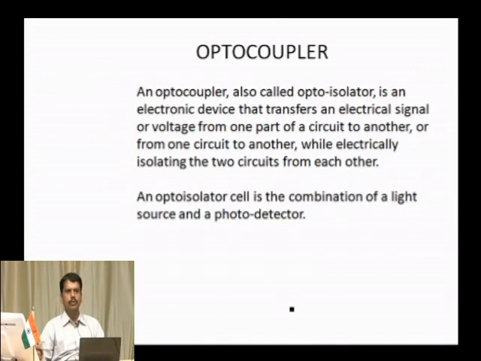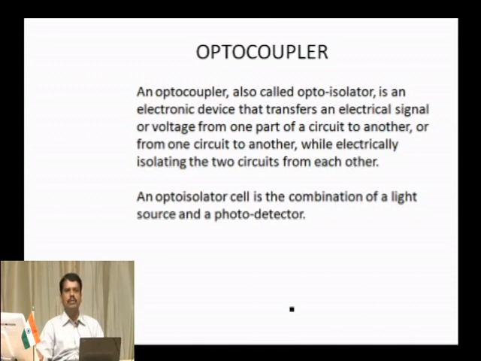So those two things were completed: speed control of a DC motor and speed control of an induction motor. Now we will take up another new topic, optocoupler. I think we may be familiar with the optocoupler. An optocoupler is also called an opto-isolator.